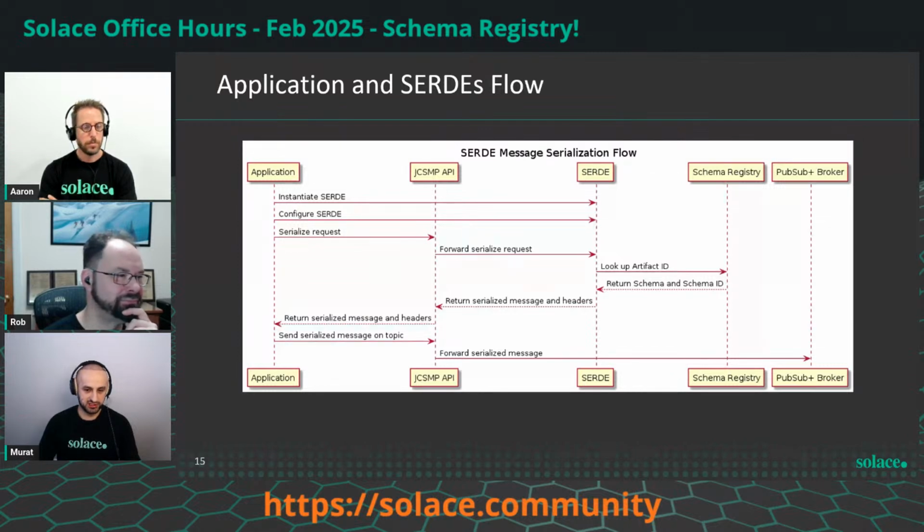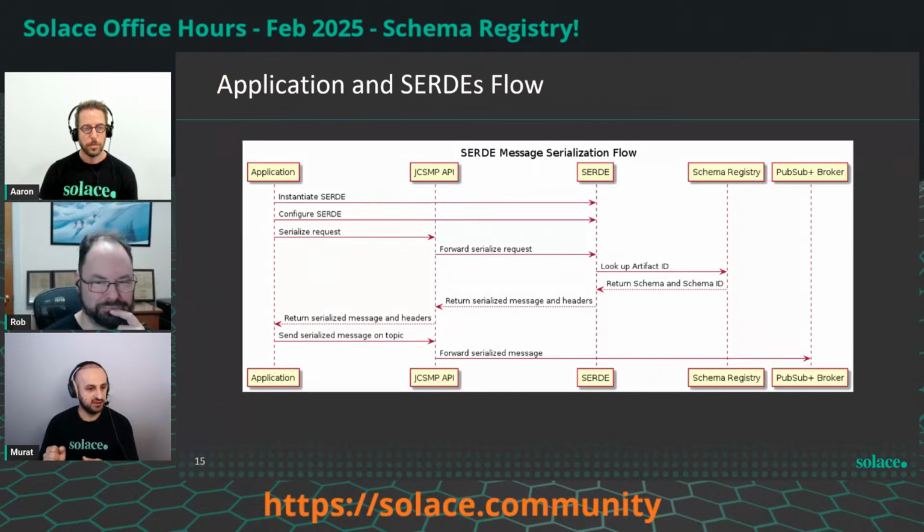So it goes to the schema registry, says, this is the record ID. Do you have a schema that matches it? Schema registry says yes, and here's the schema ID. So it gets the schema itself, schema ID, uses the schema to serialize the data, and it'll add the schema ID to the Solace user properties and return that back to the API. The API will then return that message back to the application, and then the application can finally publish that serialized message using the API and onto the broker.